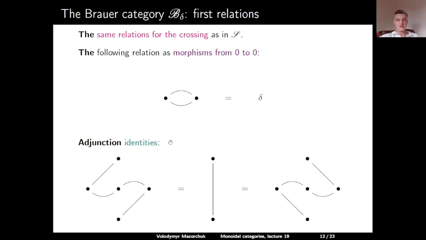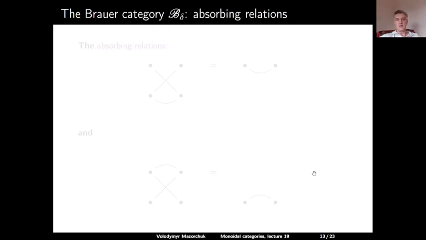Next relations can be recognized as adjunction identities for the morphisms from bullet to bullet, which use cup and cap as morphisms between the identity object and the square of the bullet. So we have 2 adjunction identities for these morphisms, which can be represented diagrammatically in this way. Next, we also have the absorbing relations, which can also be paralleled with Reidemeister moves for knots. So if we apply a crossing to a cup, we get our cup back. And similarly, if we apply a crossing to a cap, we get our cap back.